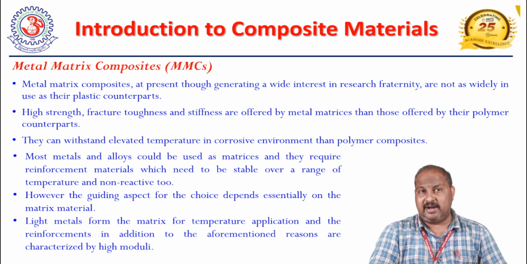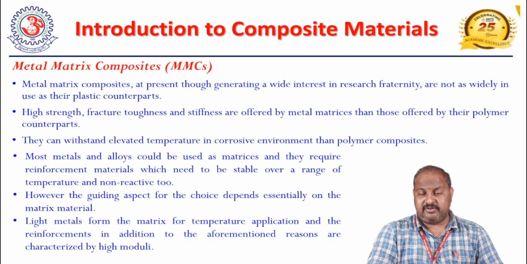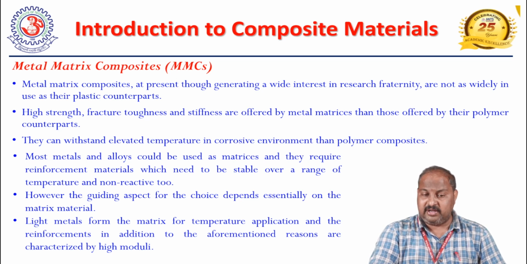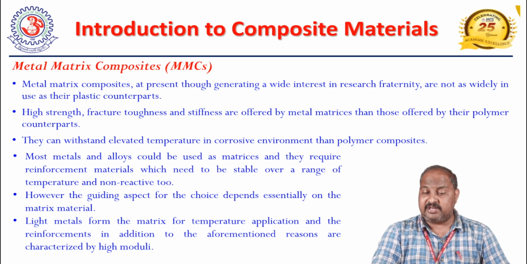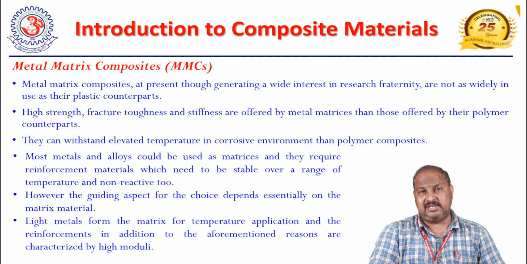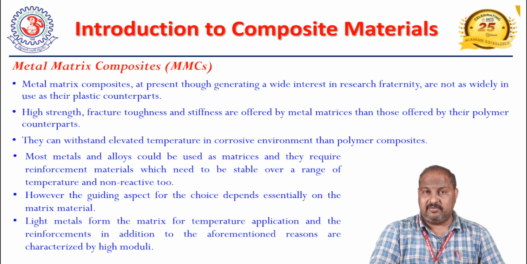Next, moving ahead to metal matrix composites. Metal matrix composites, though generating wide interest in the research fraternity, are not as widely used as their plastic counterparts. Metal matrices offer higher strength, fracture toughness, and stiffness than those offered by polymer counterparts. They can withstand elevated temperature, which is one of their major advantages, even in corrosive environments compared to polymer composites, because polymers generally degrade at higher temperature, whereas metals can sustain that temperature. But the temperature is limited up to the melting point of the matrix material or alloy.